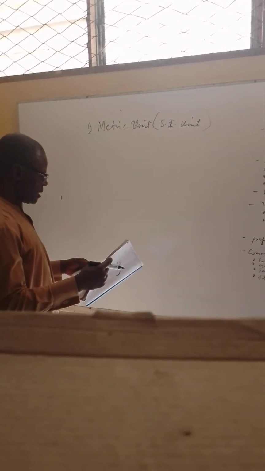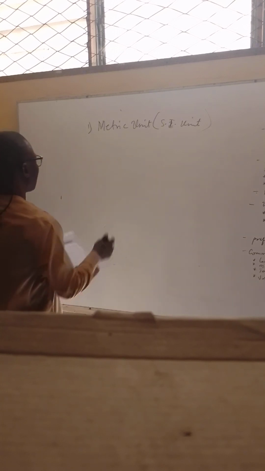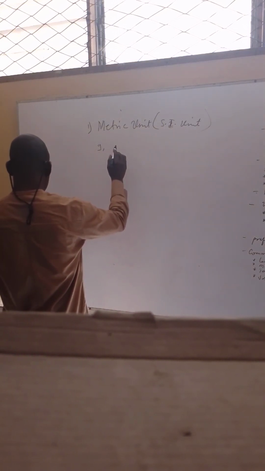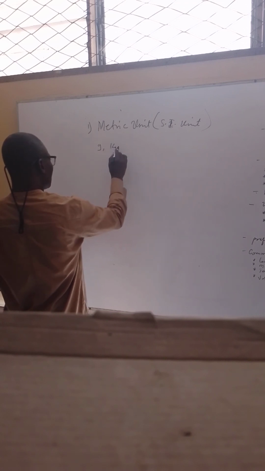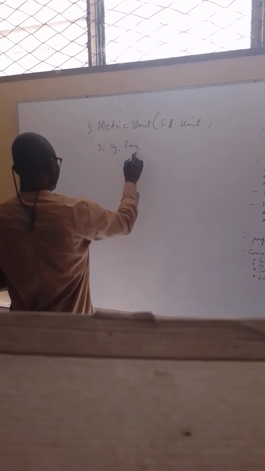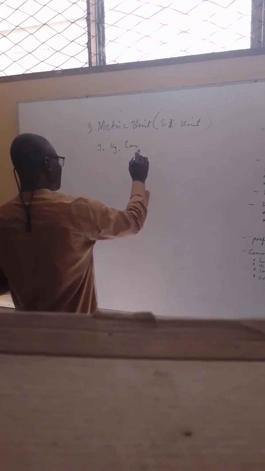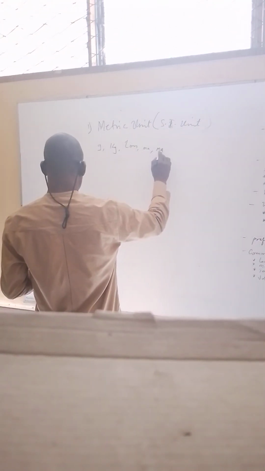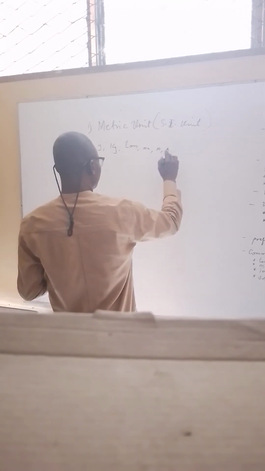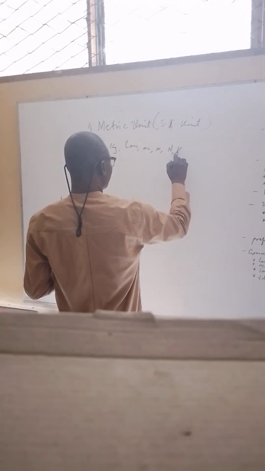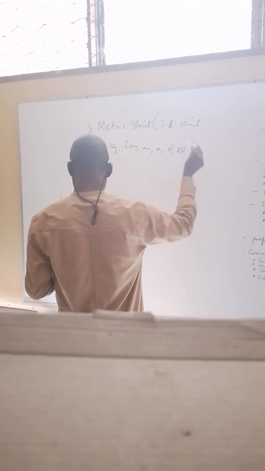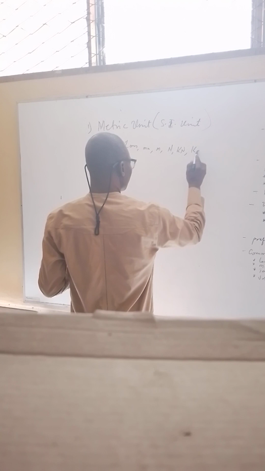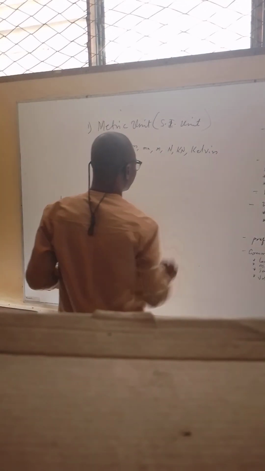And then it is based on the gram. We have the grams, we have the kilogram, we have the ton, we have the millimeter, we have the meter, we have the Newton, we have the kilonewton, we have the Kelvin for temperature.